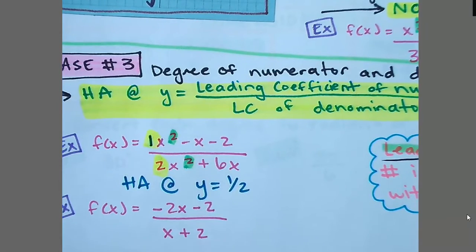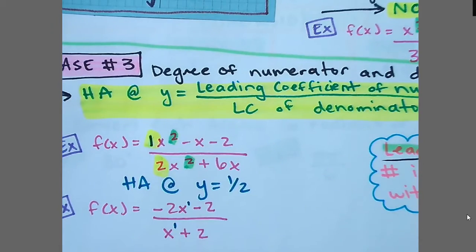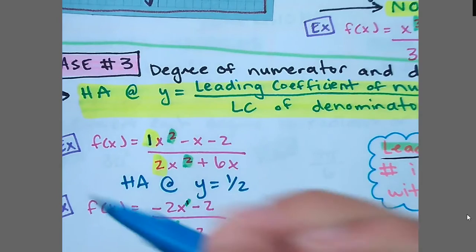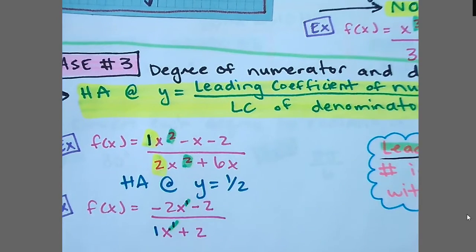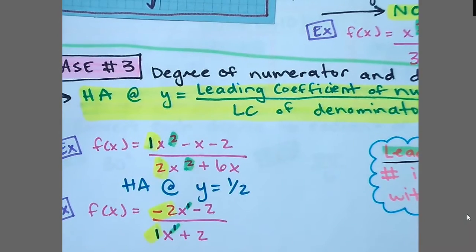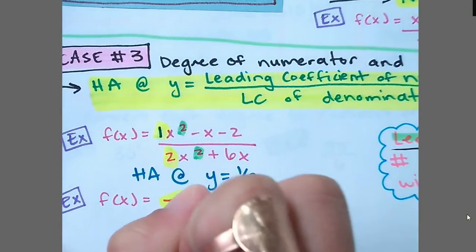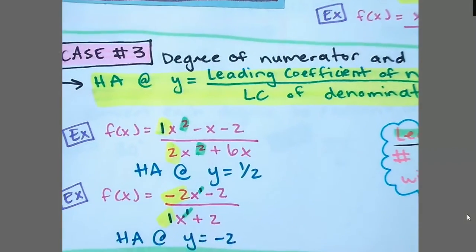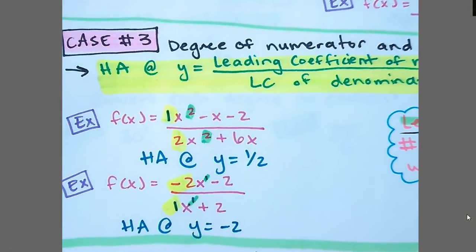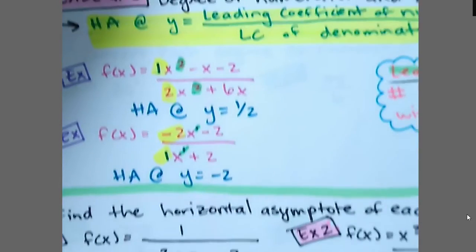All right, we're going to do the same thing for the bottom one. Notice that the degree of the numerator and the denominator are both 1. So we're just going to take the numbers in front, which are our leading coefficients, and put them as our fraction. So it's going to be -2 over 1, which is just -2. So the horizontal asymptote here is at y equals -2. All right, let's move on to some more examples, and then I think you guys will be good on this.